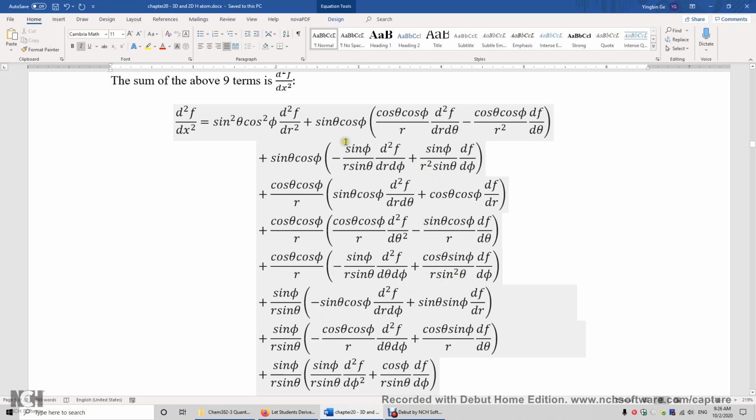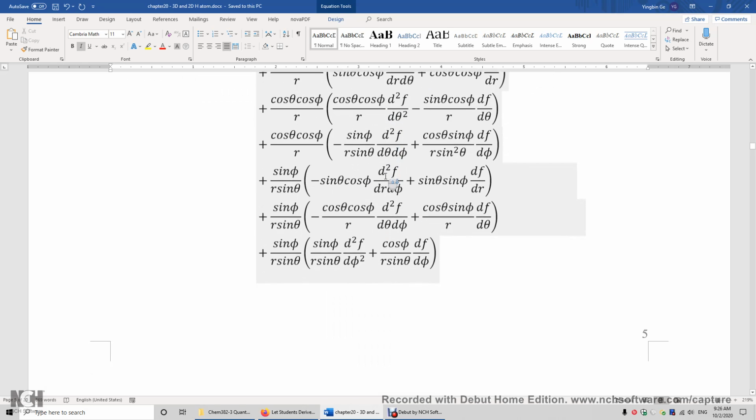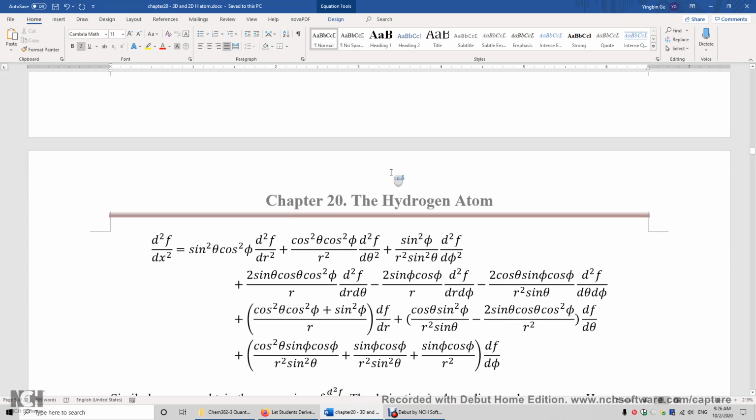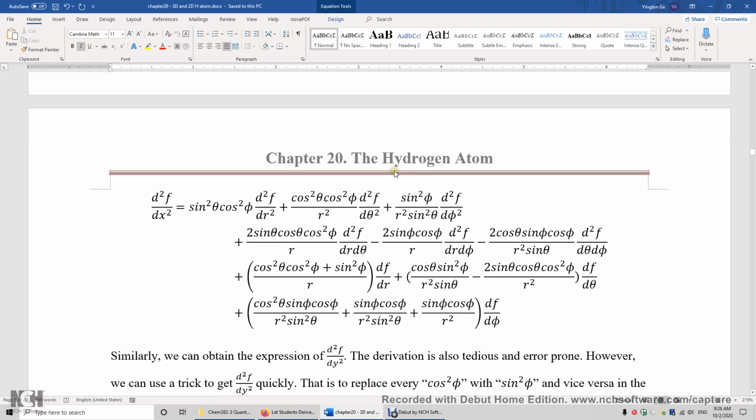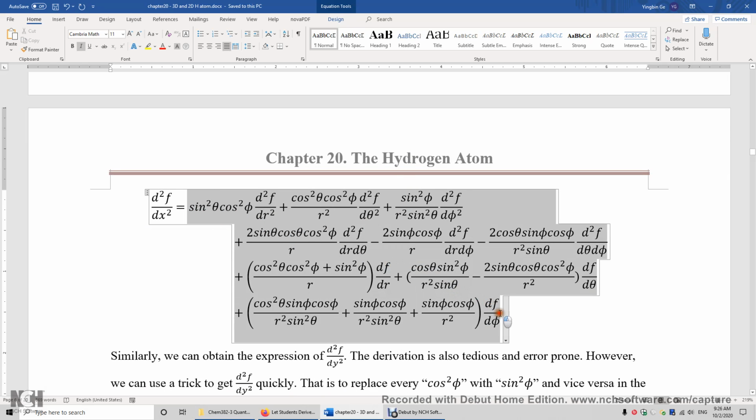Actually, in 8 of these 9 terms, we have a combination of 2 terms. So in total, you are looking at 17 terms on the right-hand side. We can slightly simplify the expression, but still it's fairly complicated. So this is the second derivative of f with respect to x.